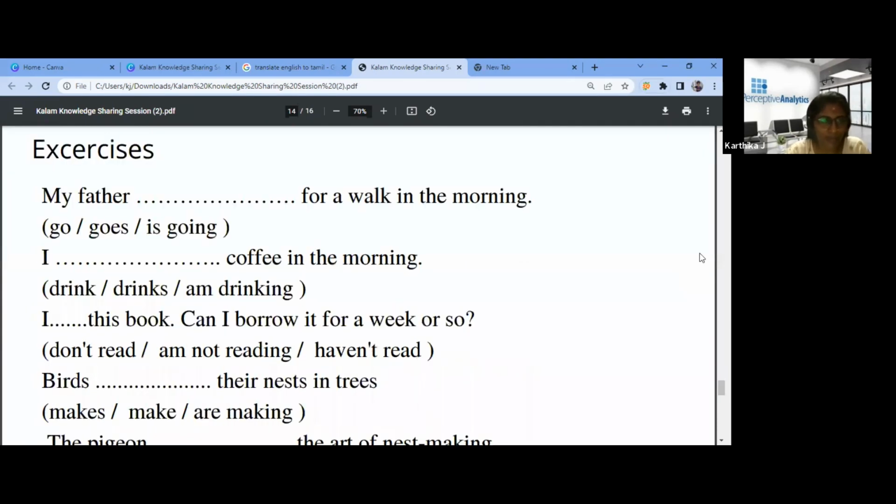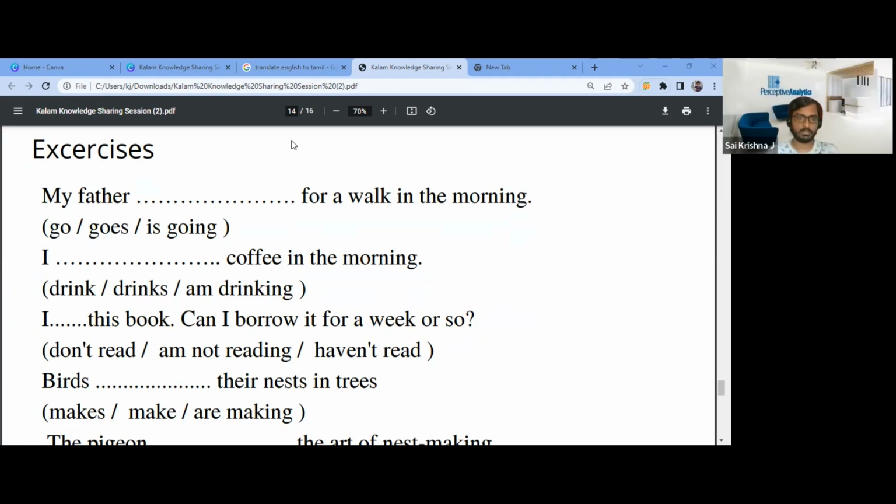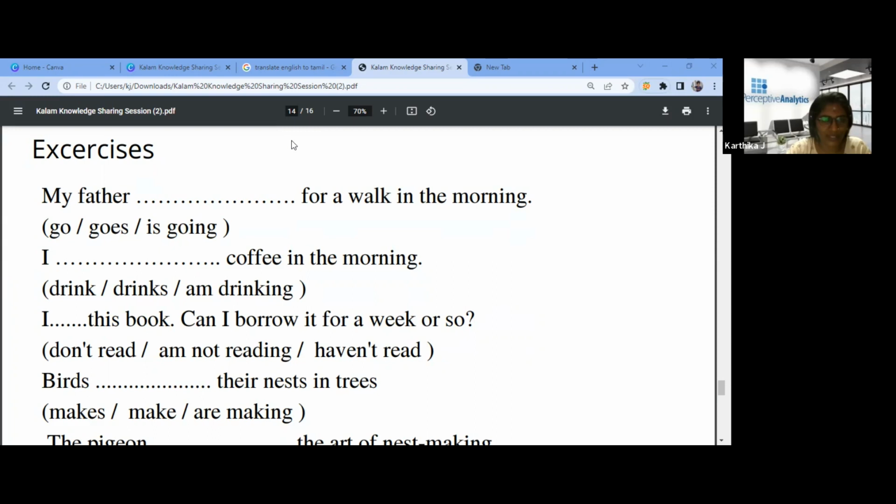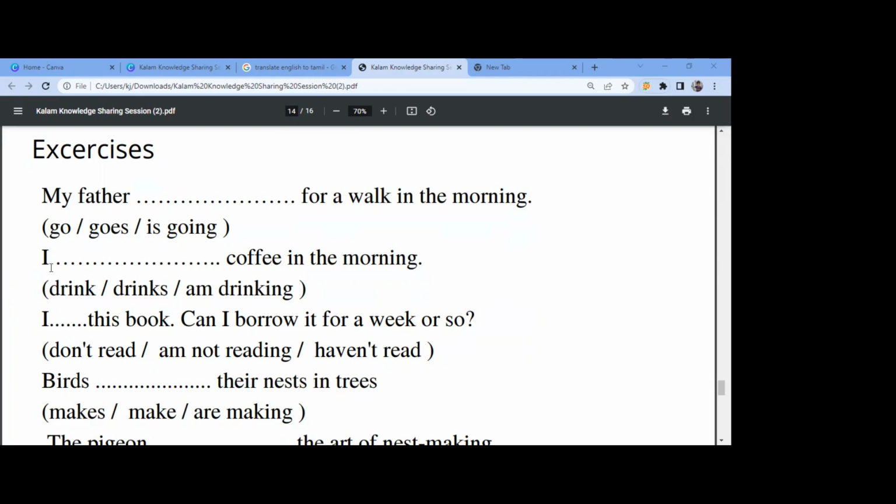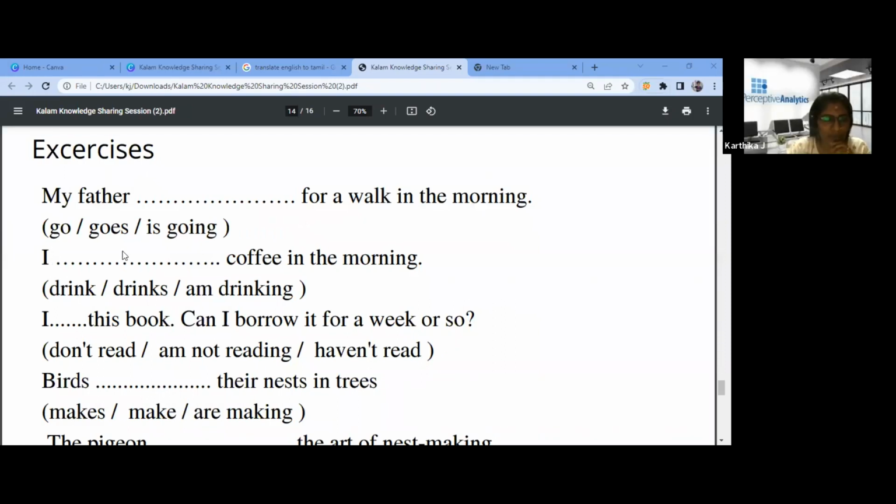First exercise, my father dash for a walk in the morning. Goes for a walk. Yeah, goes, verb plus es, because it's a habitual action. Next one is I dash coffee in the morning. Drink. Yeah, drink. Because it is mentioning I, we have to use drink. If it is he or she, we have to use verb plus s.